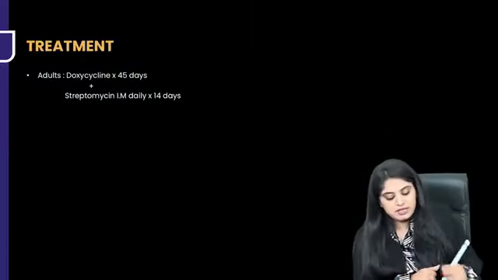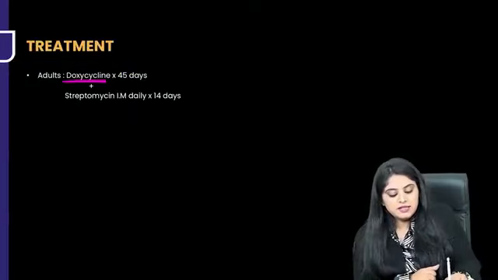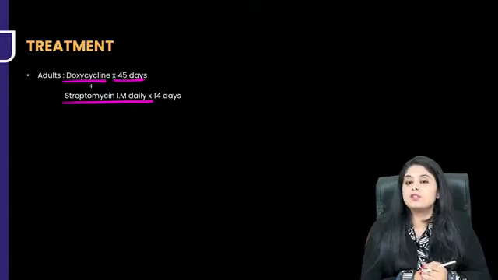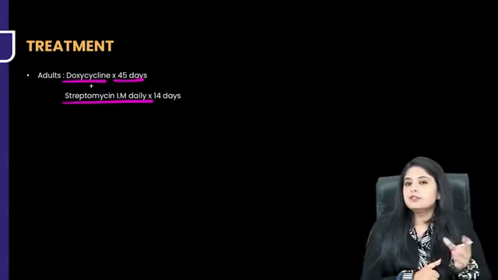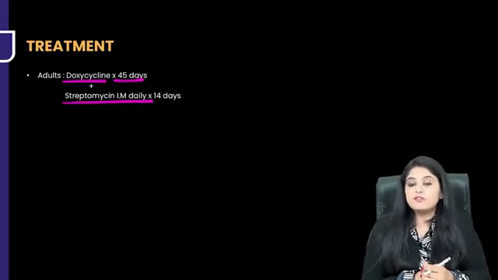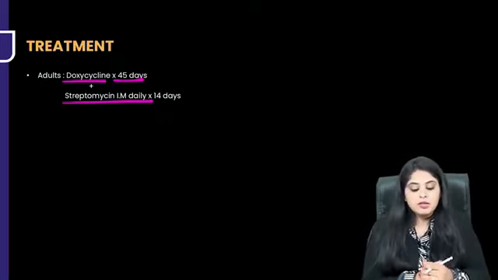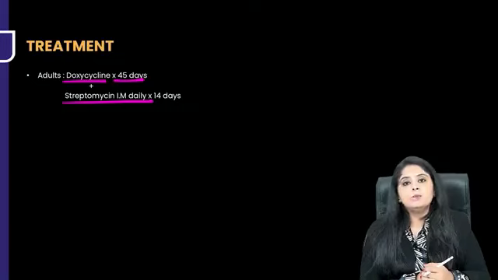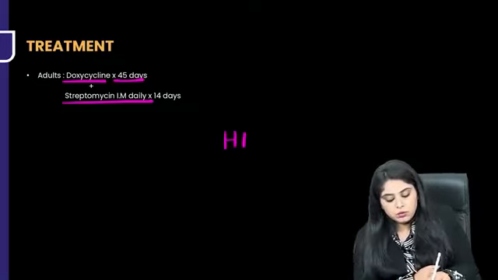Finally, what is the treatment? I think we all know. There's doxycycline for 45 days and streptomycin IM, which is given for 14 days. There are certain alternatives which have been given by WHO, which I'm sure you have read about. I've taught you in the main videos, but that's the main treatment that you have. So the HBB group is also over.